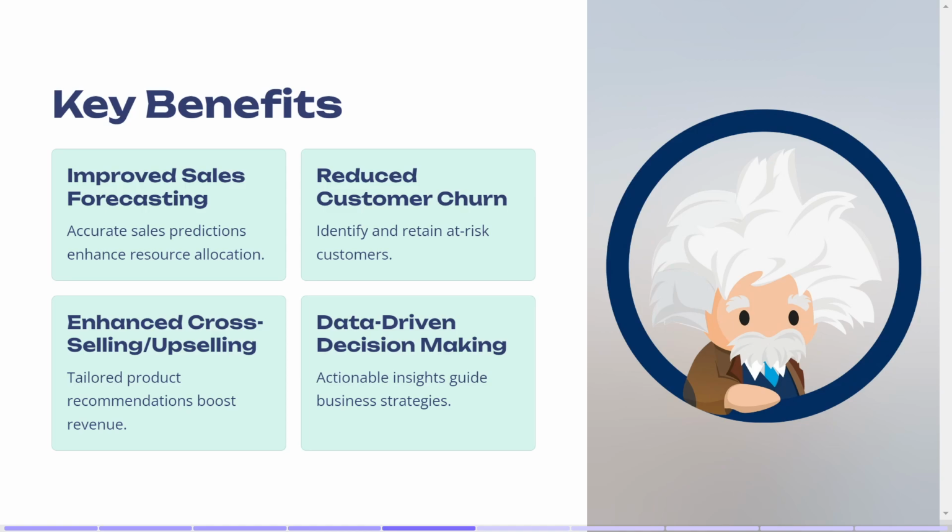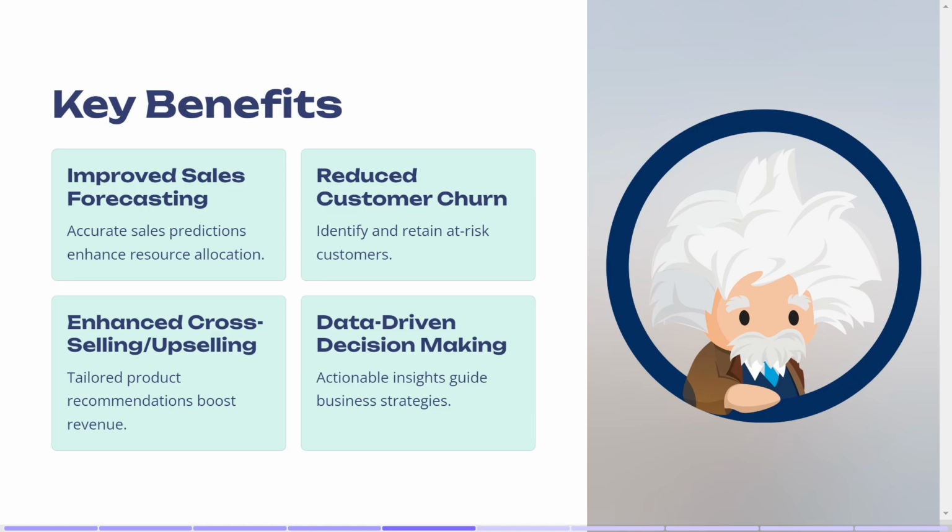Einstein Prediction Builder comes with big benefits. 1. Improved sales forecasting. By predicting which products will be in demand, you can allocate resources more effectively, making sure you don't run out of stock or overstock.